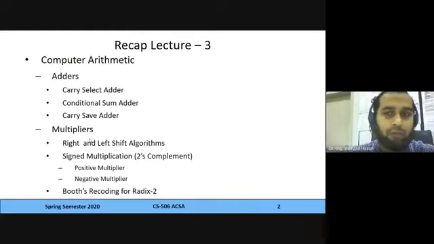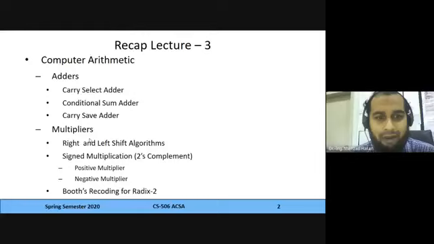Before that, we discussed multipliers. In the last class, we started with right and left shift algorithms, and we said the right shift algorithm is a little better than the left shift algorithm because it requires a smaller adder. That's the advantage, so we are always going to prefer the right shift algorithm.